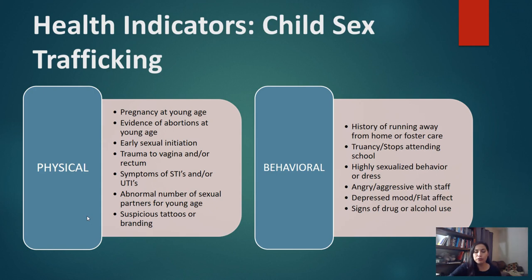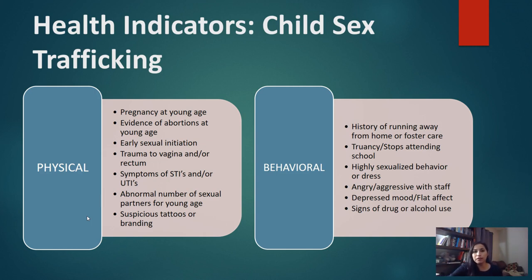Health indicators for child sex trafficking. Physical indicators include pregnancy at a young age, evidence of abortion, early sexual initiation, trauma to the vagina or rectum, a high number of STIs or UTIs, and again, suspicious branding or tattooing.